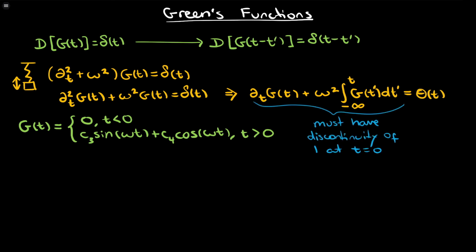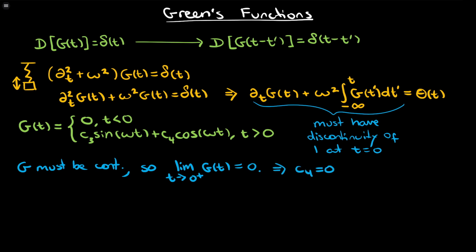The left-hand side must have a discontinuity of 1 at t equals 0, and if we can find constants that ensure this is the case, then the differential operator acting on our Green's function will give us the desired Dirac delta function property. Now we know that the mass can't teleport, so g must be continuous, and since we know that g is 0 for time less than 0, this means that the limit of g of t, as t approaches 0 from the right, must be 0 also.